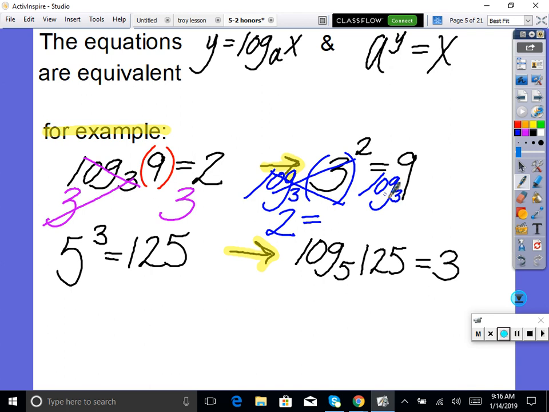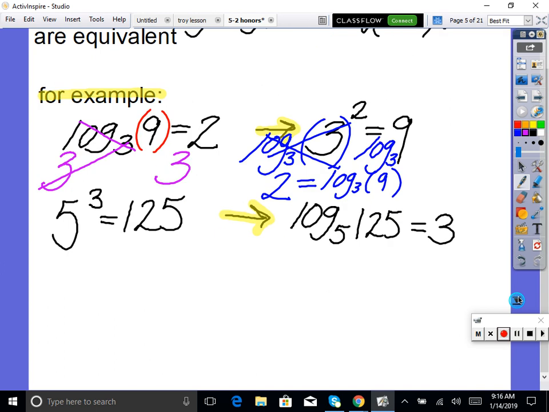Now on this side, you see how I have a log to the base 3, and then it's like eating or entrapping 9. I've just written it in its logarithm form. So we can switch back and forth. We're not solving anything, we're switching back and forth. Okay, let's do this one below it.